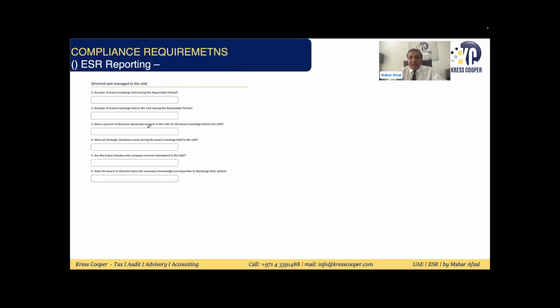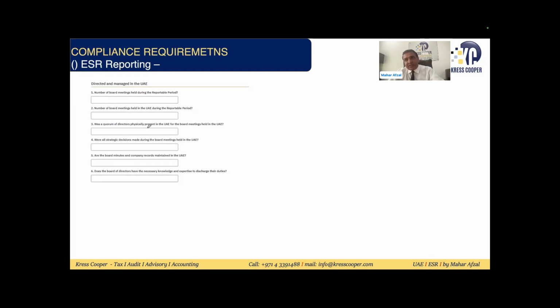Then there are direction and management tests, number of board meetings, because this is a requirement of the law. You need to have at least one board meeting. Number of board meetings held in the UAE during the reporting period. What the quorum was present there. Do you have the minutes, strategic decisions, board meeting minutes? All this is exactly the same requirement, whatever we have discussed during the compliance requirement.